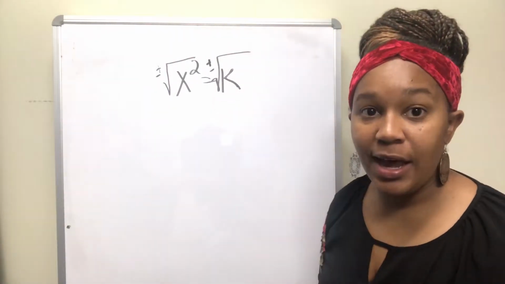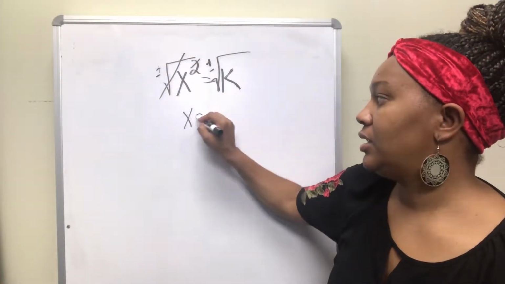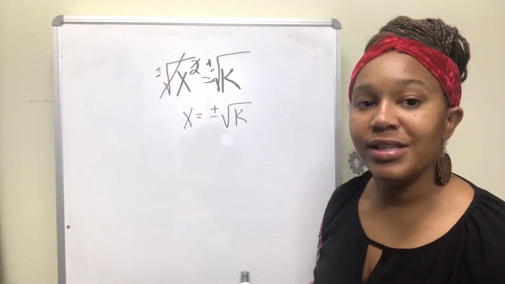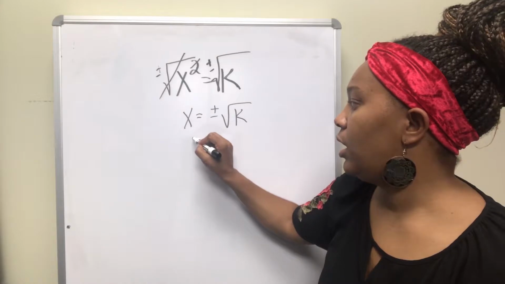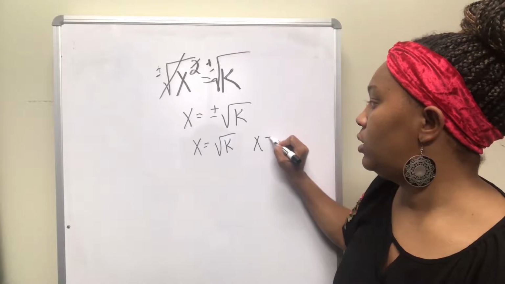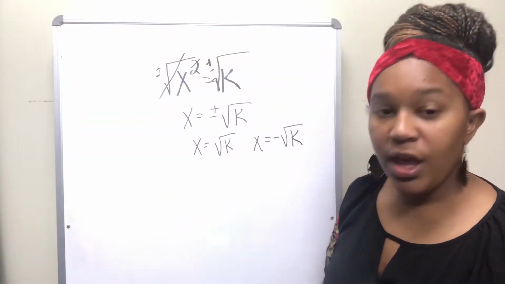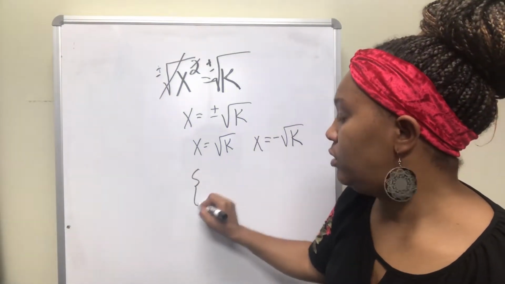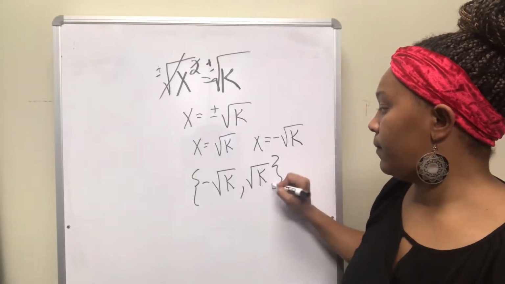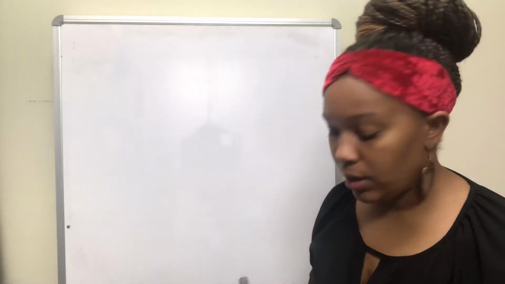But on the left side, that plus or minus square root cancels with that square, and you're left with just x. And on the right side, you're left with positive and negative square root of k. So that's actually two different answers. That's x equal to the square root of k, and x equal to negative the square root of k. You may also see that written in a solution set as negative square root of k, square root of k. Let's look at some examples where we can actually use the square root property to solve a quadratic equation.